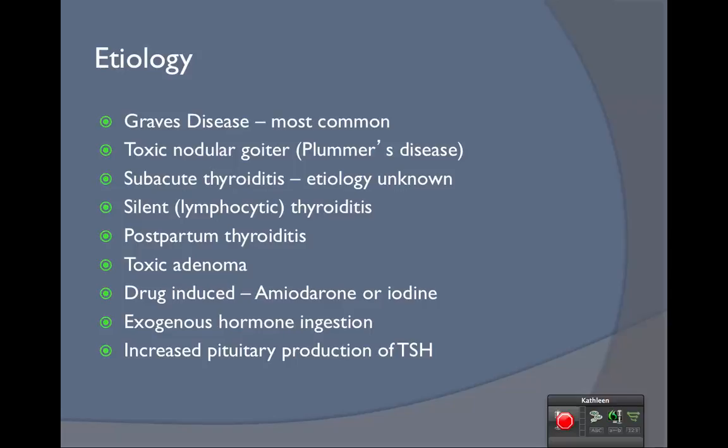The etiology of Graves' disease is the most common. Also, you can have a toxic nodular goiter called Plummer's disease or subacute thyroiditis. The etiology is unknown. You can have silent lymphocytic thyroiditis, postpartum thyroiditis, toxic adenoma, or drug-induced amiodarone or iodine. You can have hormone ingestion, exogenous hormone ingestion, or increased pituitary production of TSH.